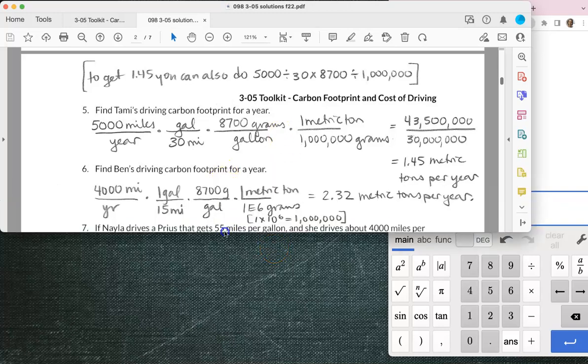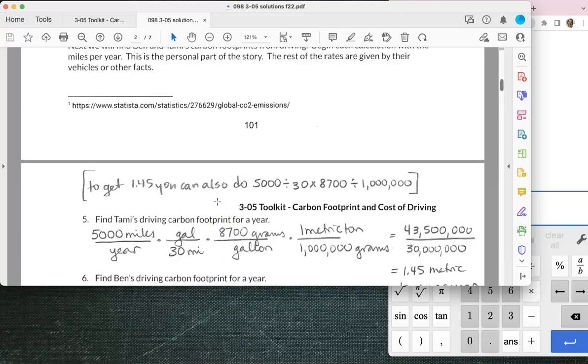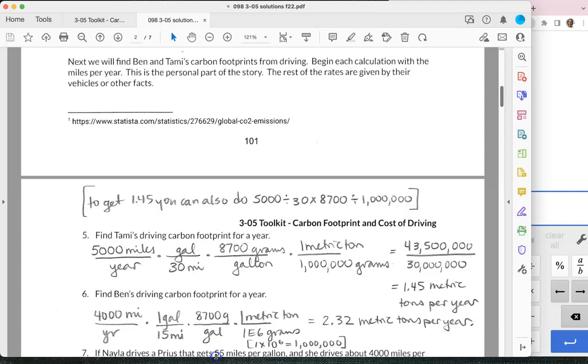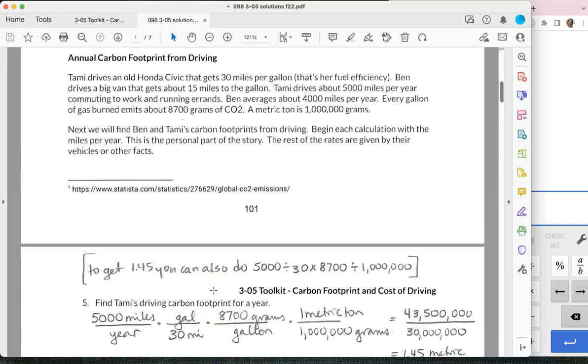This information is from the previous page. I'm just going to pull this down so we can look at this. So we want to start with the miles per year. Here's Tammy driving 5,000 miles per year. And then the other information was provided here.